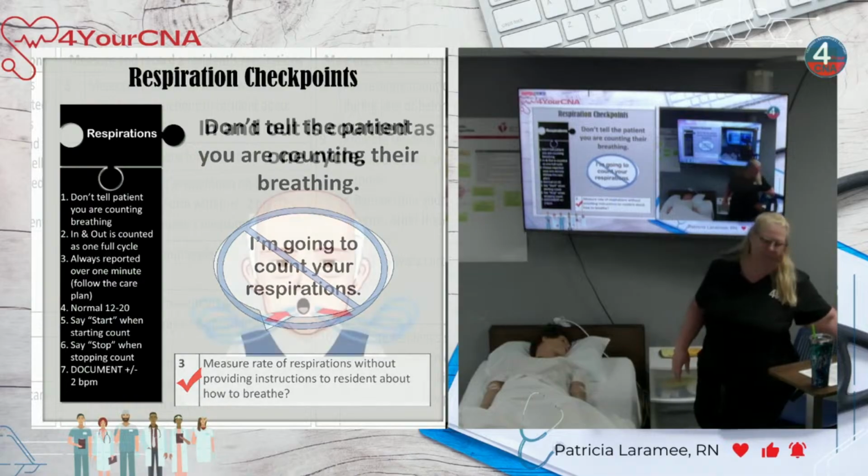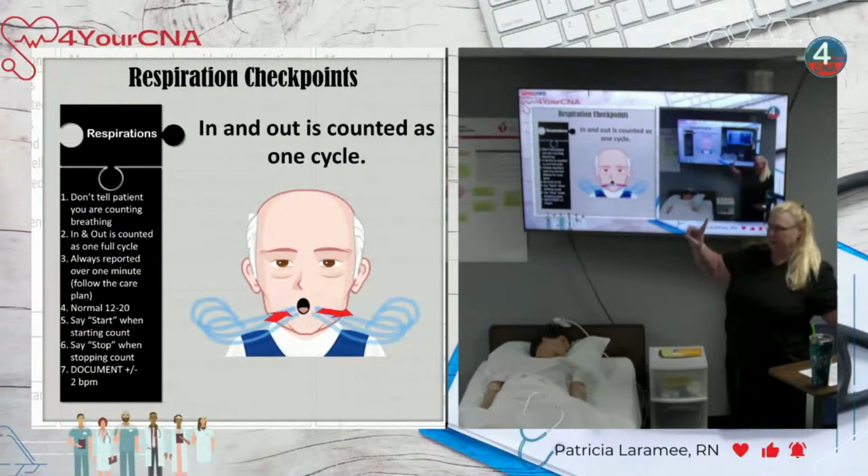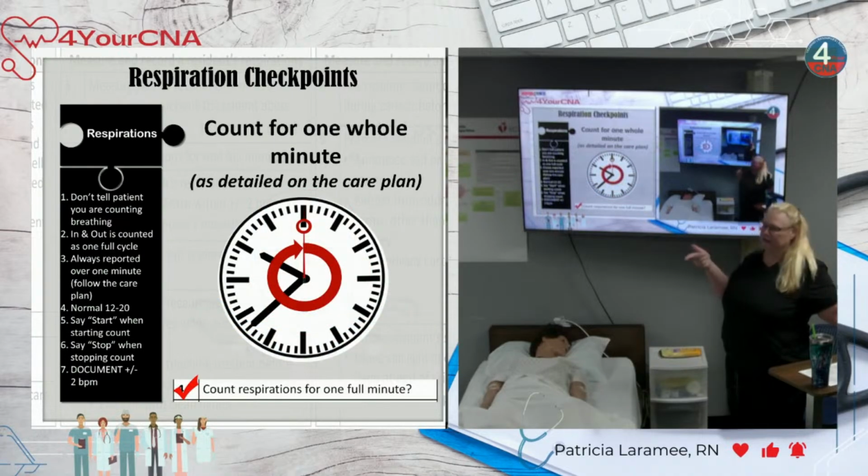All right. In and out is going to be counted as 1 cycle. So that's 1. Doesn't matter whether you start counting on the in or the out. If any part of that is there, it counts, because the whole thing counts as 1. Normal is between 12 and 20.